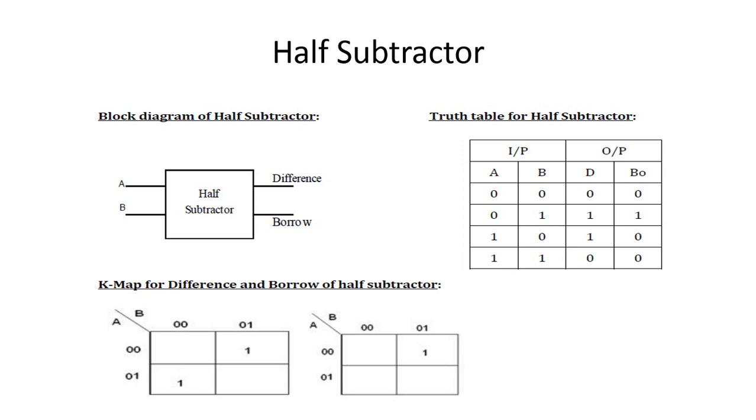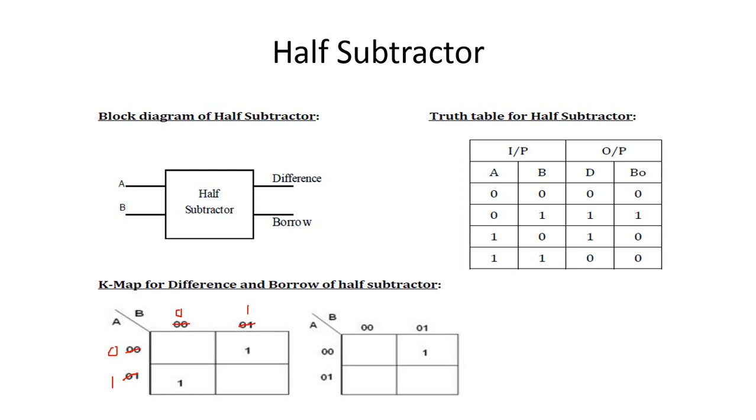Now, for the simplification, I am going to use the K-map. The K-map for the difference and borrow of the subtractor circuit. So the first one is difference. So when 0 0 input, this is 0 and this is 1. Similarly, this is also 0 and this is 1.